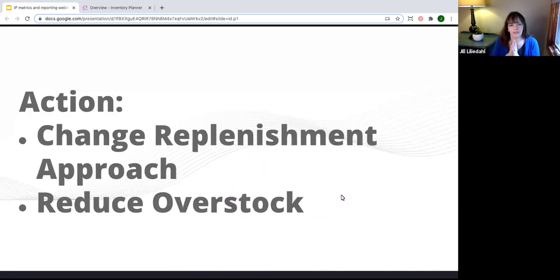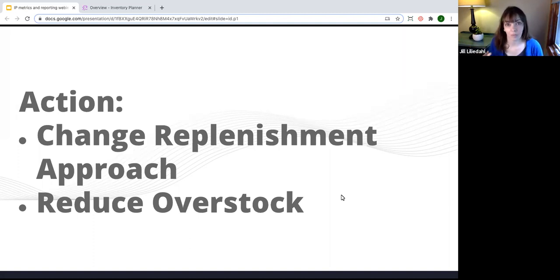Okay, and then that number, what that tells you is you may want to take a look at your replenishment approach. So I mentioned maybe you're purchasing multiple times a month. You may want to think about, do we purchase more at one time? Is it more economical? Could we get a better unit price?